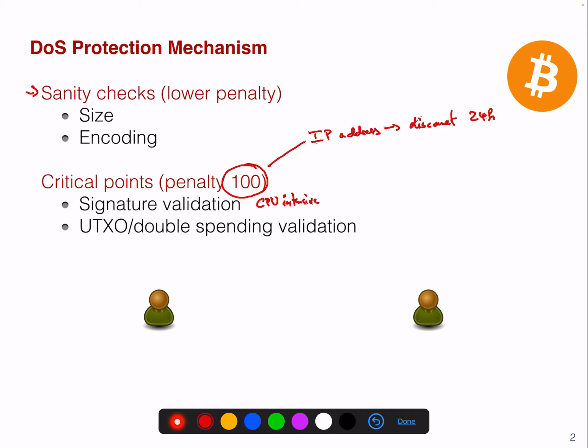The same goes if you receive a transaction that spends twice, basically, that spends a UTXO that was already spent before. So that's a double spending transaction, which you don't want to forward. So whenever there's a malicious transaction that gets sent from A to B, then the connection gets discarded and you get a 24-hour ban. That's the DOS protection mechanism in Bitcoin.